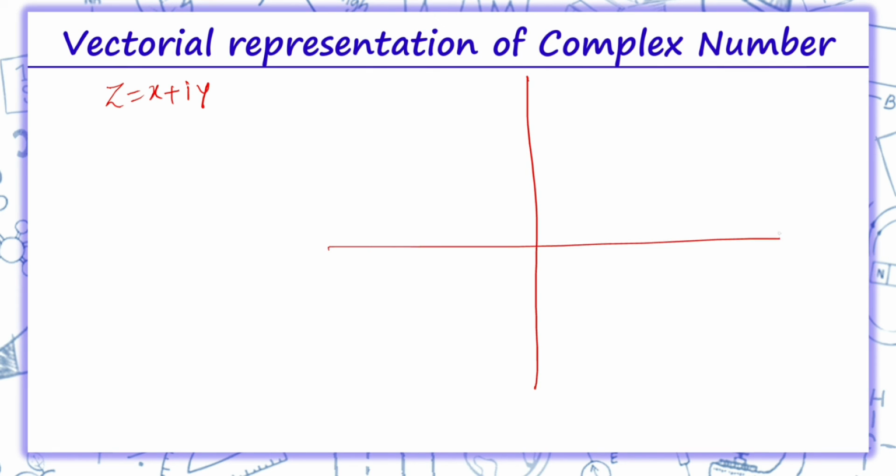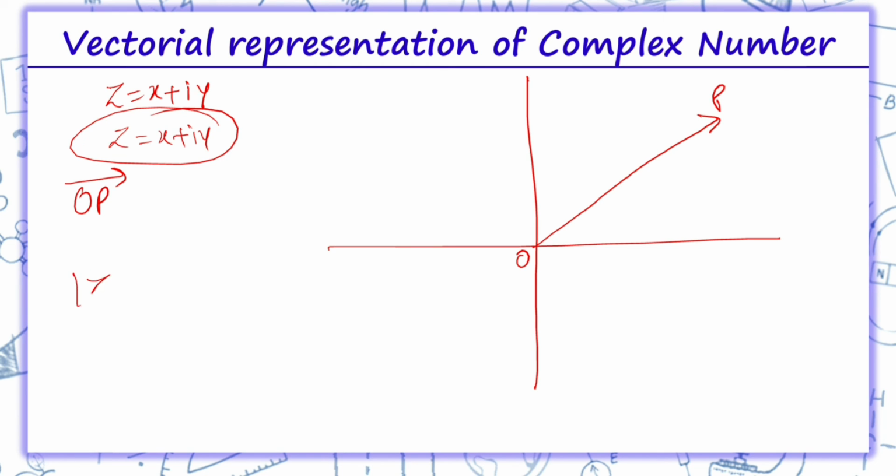Let's suppose I have drawn over here the complex number z. Over here the complex number is represented by this OP. This OP is a vector. So this complex number z is represented by vector OP. So z is equal to x plus iy, and in such a case mod of z is basically the length OP, and argument of z is the angle. So when it is represented in vector form, it is known as vectorial representation.